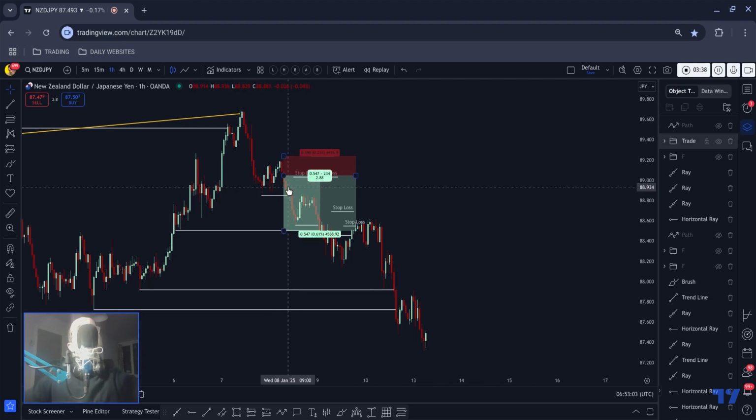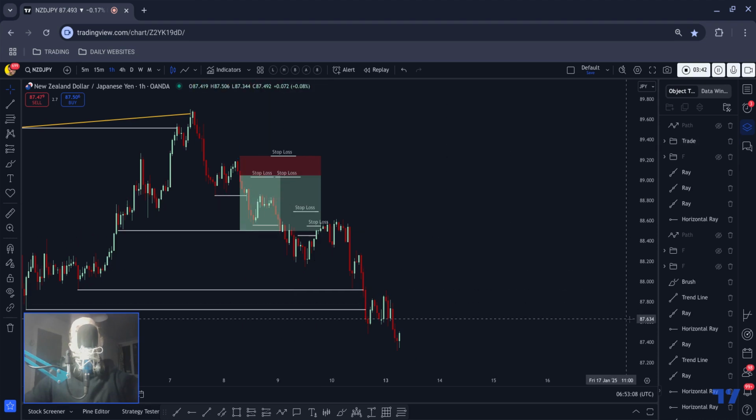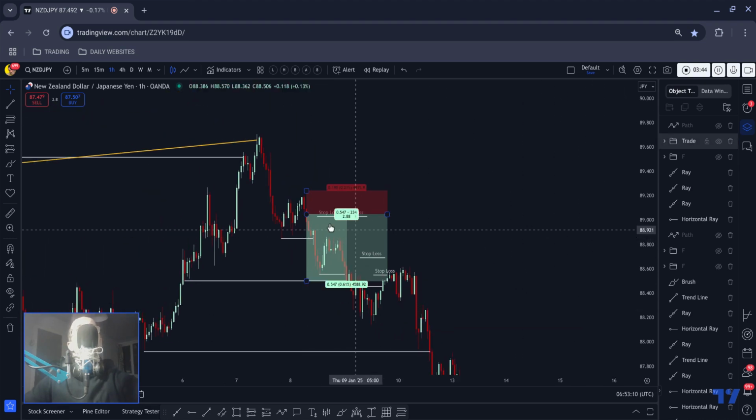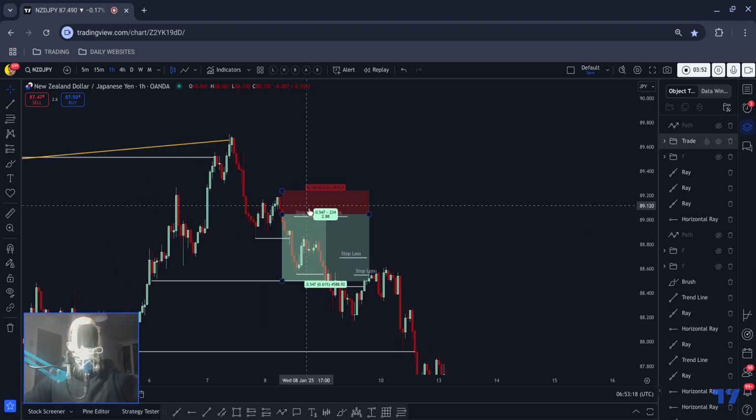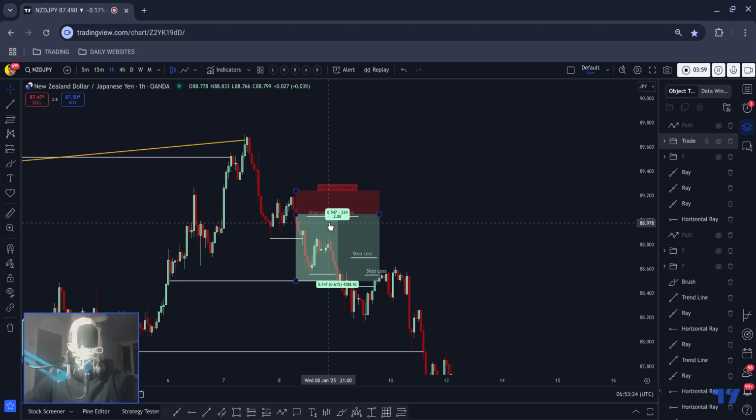Anyway, we're down here now, and then once we got to here, let's just zoom in. Once we got to here, you'll notice the stop loss back here. When it got close to swap hours, price was around here, so I moved my stop loss back to where it originally was, just for swap hours, just because Kiwi yen, the spreads tend to get quite high.